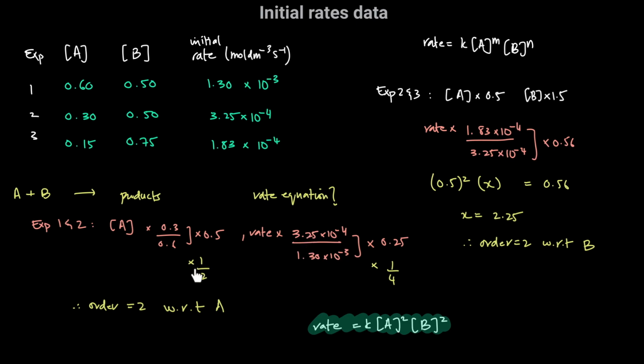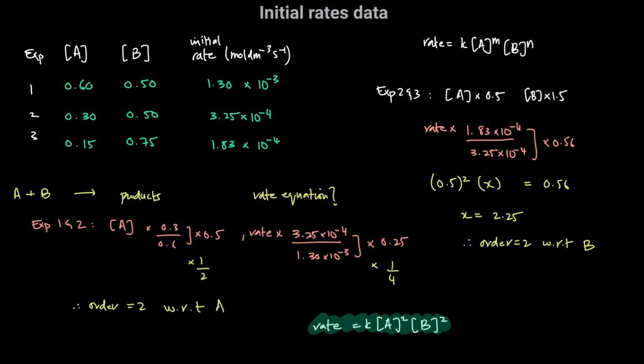Concentration of A changed by a factor of 1 over 2, rate decreased by a factor of 1 over 4. So 1 over 2 to what power gives you 1 over 4? 1 over 2 to the power of 2 gives you 1 over 4. So it's order 2 with respect to A. You can also say in experiment 1 we have twice the concentration and the rate is 4 times as much in experiment 1 than it is in experiment 2. So 2 to what power gives you 4? It would be 2. So it's order 2 with respect to A.